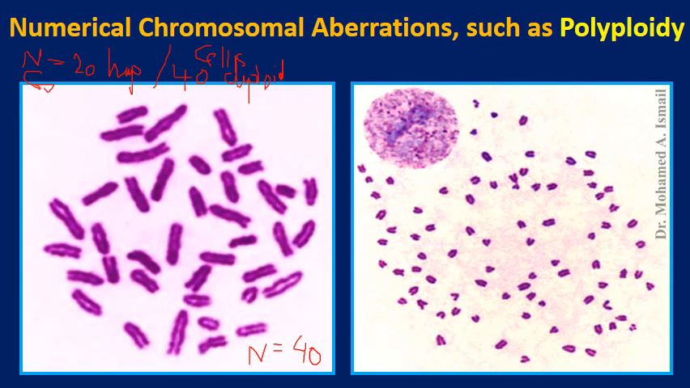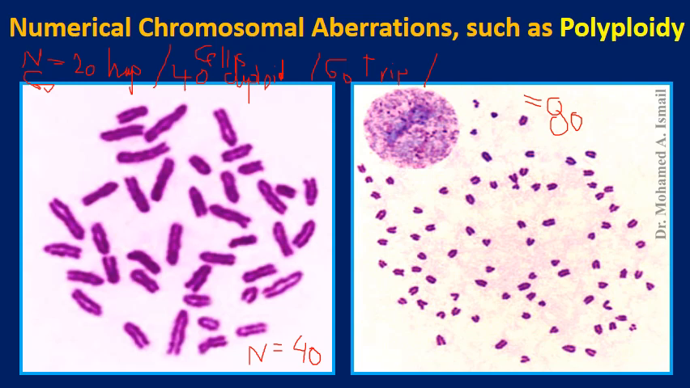When you count the number of these chromosomes, you find that the number equals 80 chromosomes. So these 80 chromosomes mean that 20 is haploid, 40 is diploid, and 60 is triploid. 60 chromosomes, triploid.